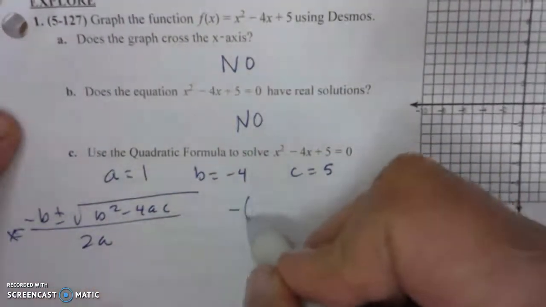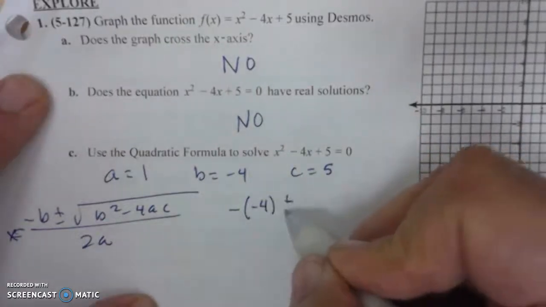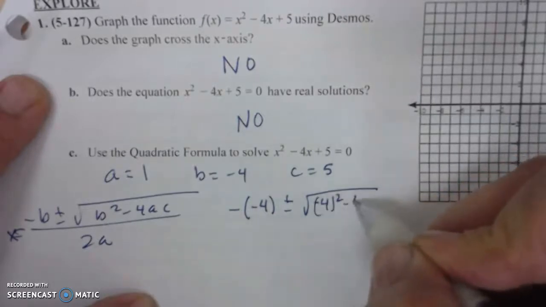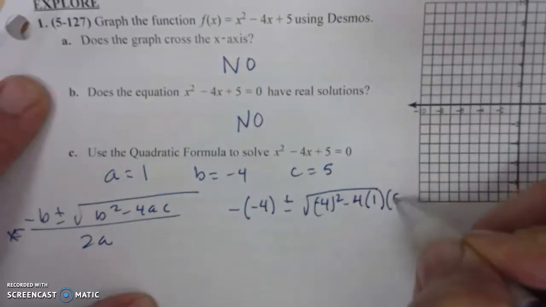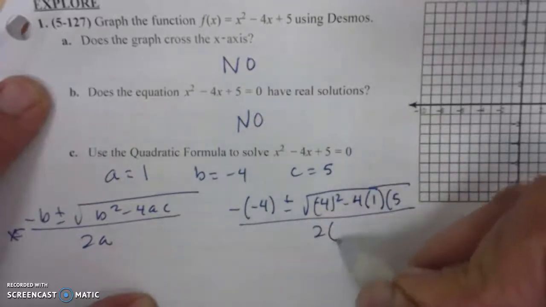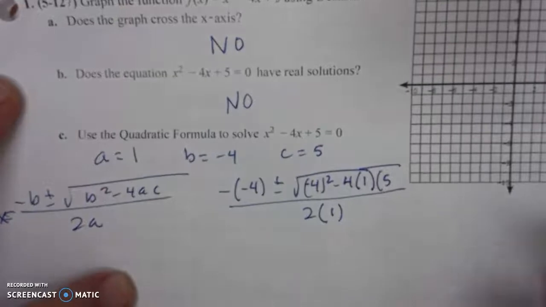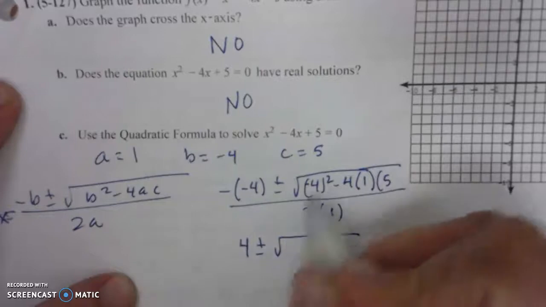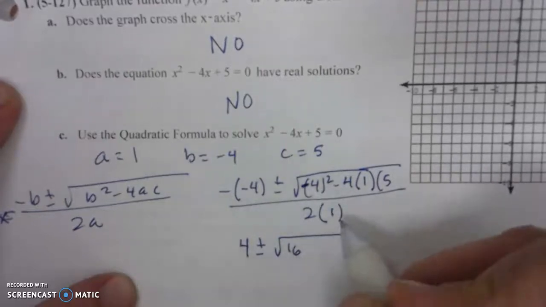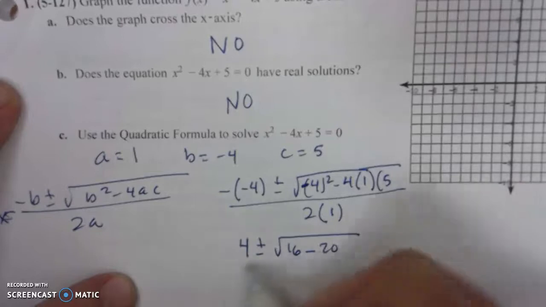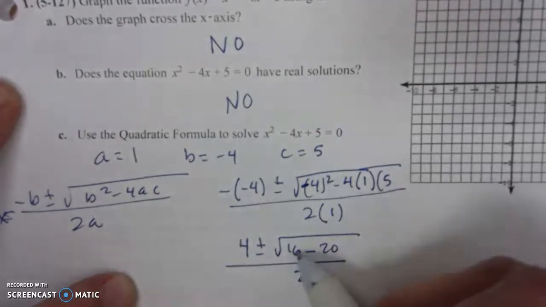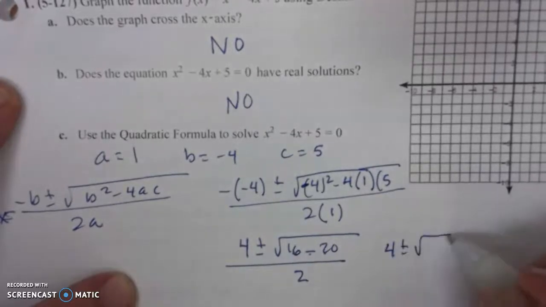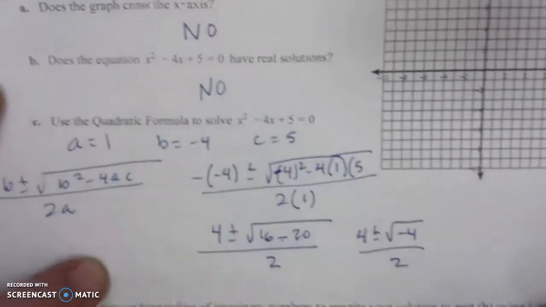So let's plug in negative b, which is negative 4, plus or minus the square root of negative 4 squared minus 4 times a is 1, c is 5, all over 2 times 1, which is a. And we're going to keep going. A negative and a negative, it's positive 4, plus or minus the square root of negative 4 squared is 16, minus 20, all over 2. Well, 16 minus 20 is negative 4, so we're going to get 4 plus or minus the square root of negative 4 all over 2.